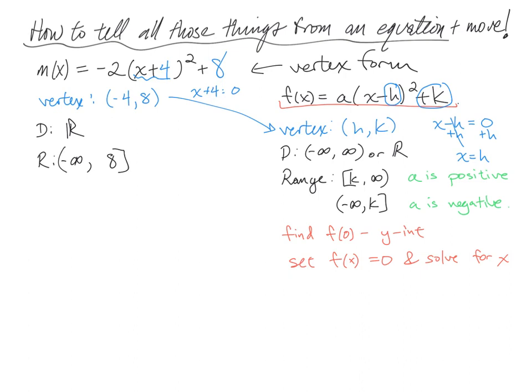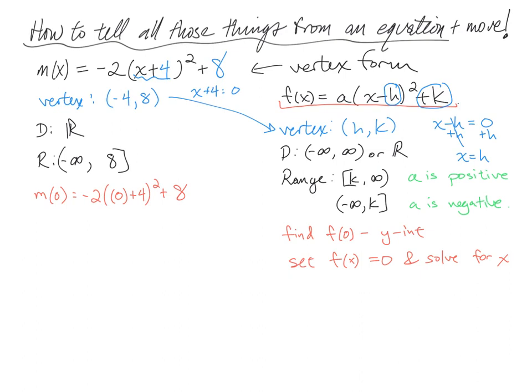Next, the y-intercept will be the easiest thing to find next. So that is to find f of 0. Well, in this case, our function is called m, but we still put 0 in for x. So we're going to find m of 0, which means all we have to do is substitute the x out for 0 here, squared plus 8. There we go.